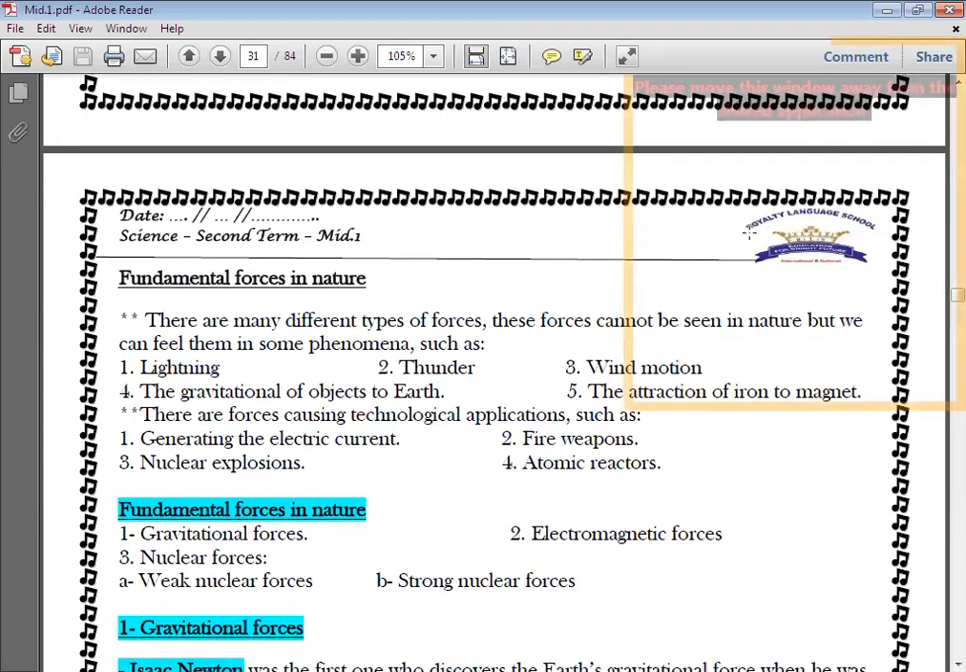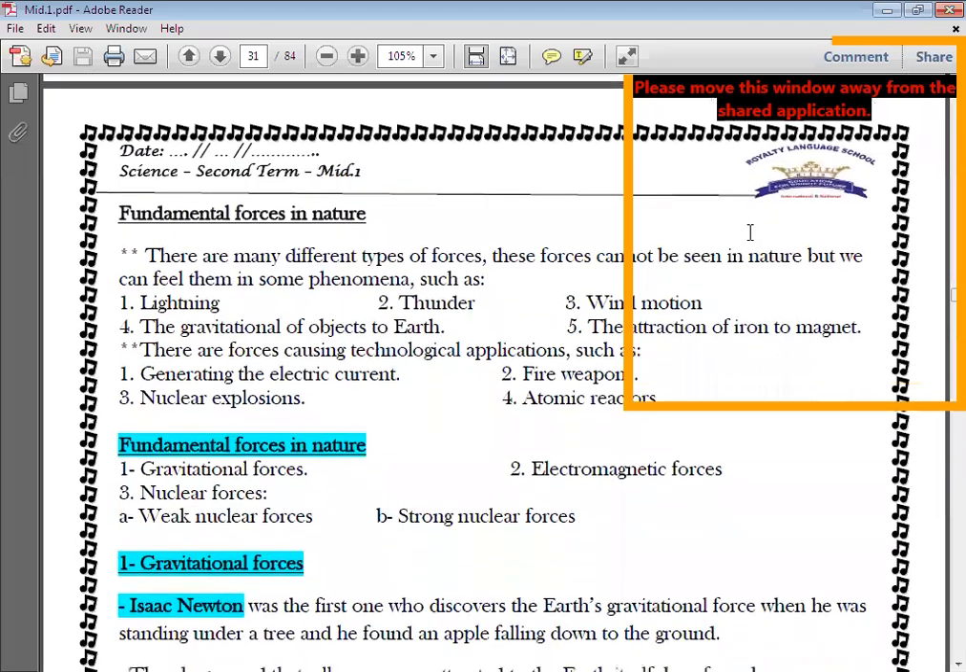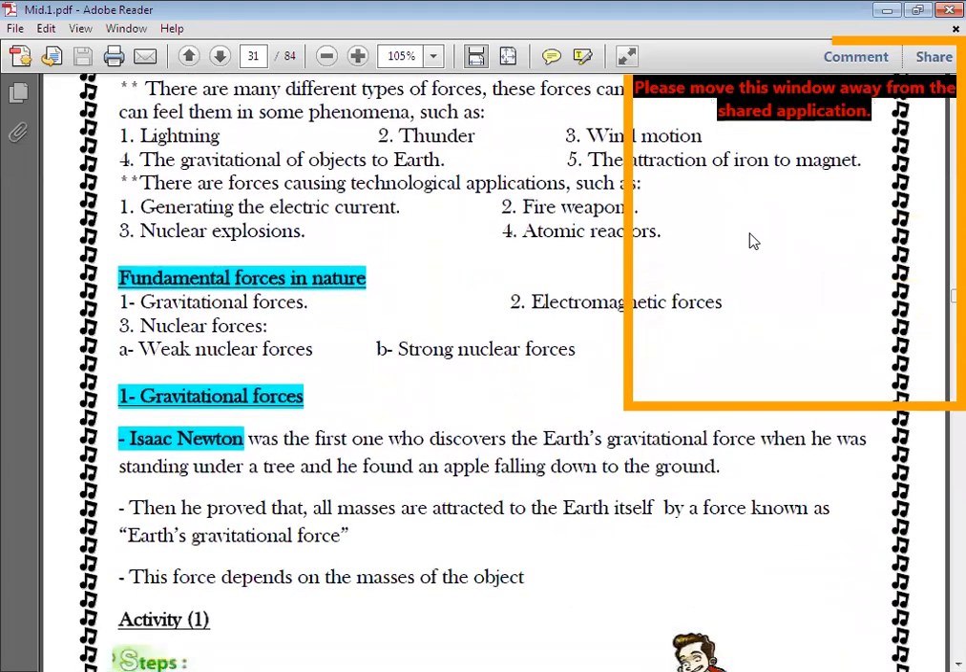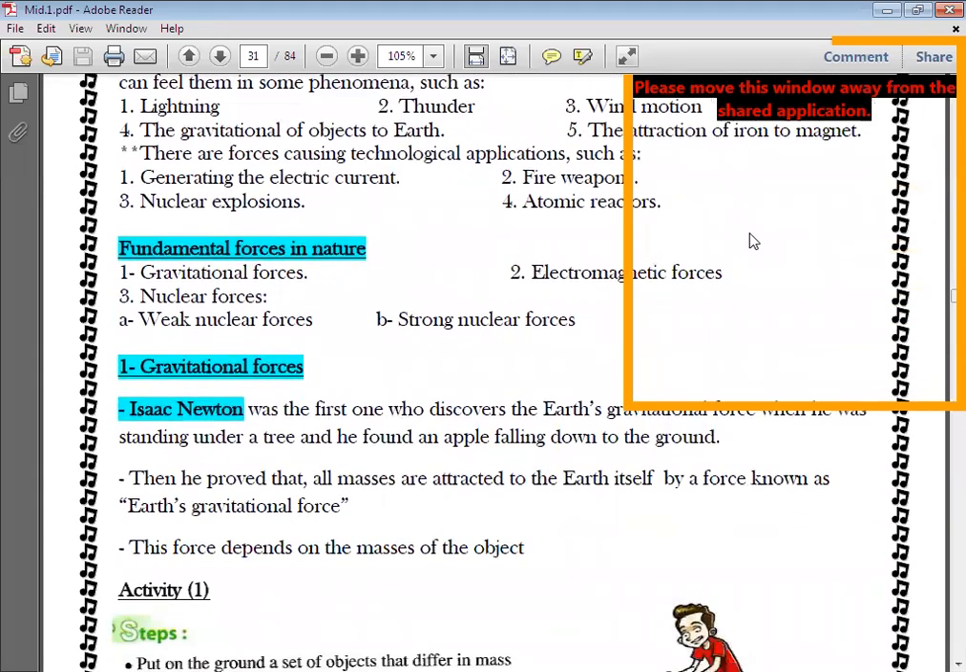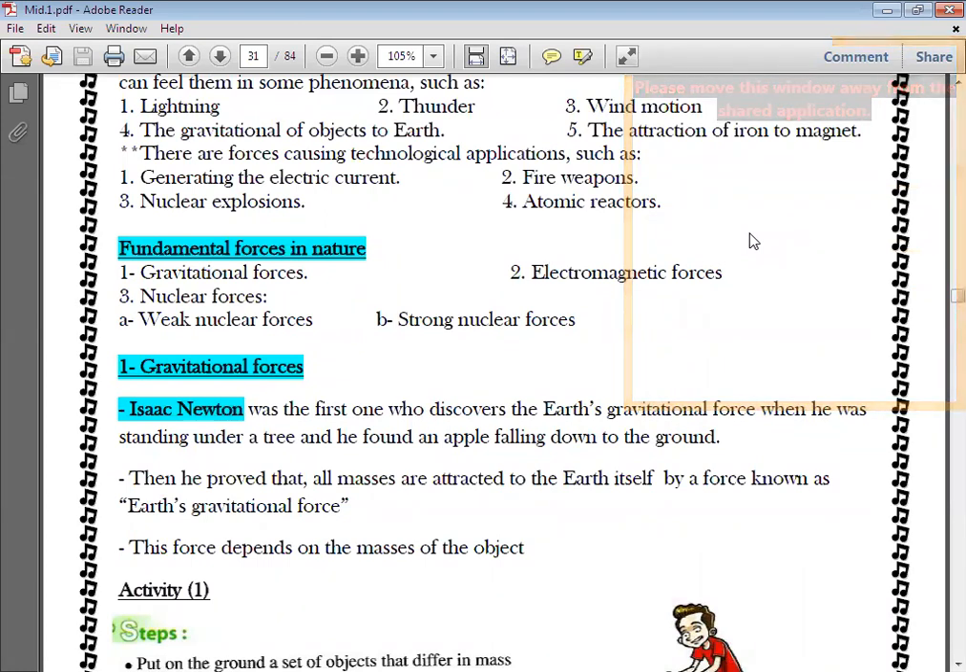The fundamental forces in nature that we will study in this lesson are gravitational force, electromagnetic force, and nuclear force. The nuclear force has two types: weak nuclear force and strong nuclear force. Gravitational force is related to the scientist Isaac Newton, who was the first to discover the Earth's gravitational force when he was standing under a tree and found an apple falling down to the ground.